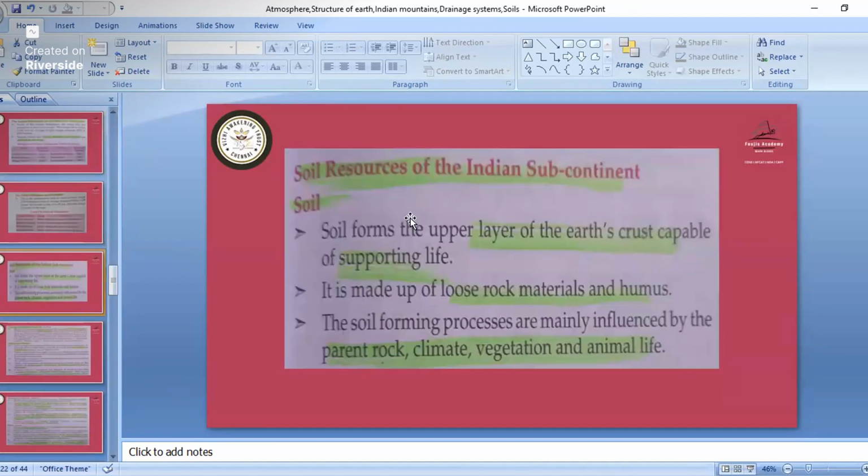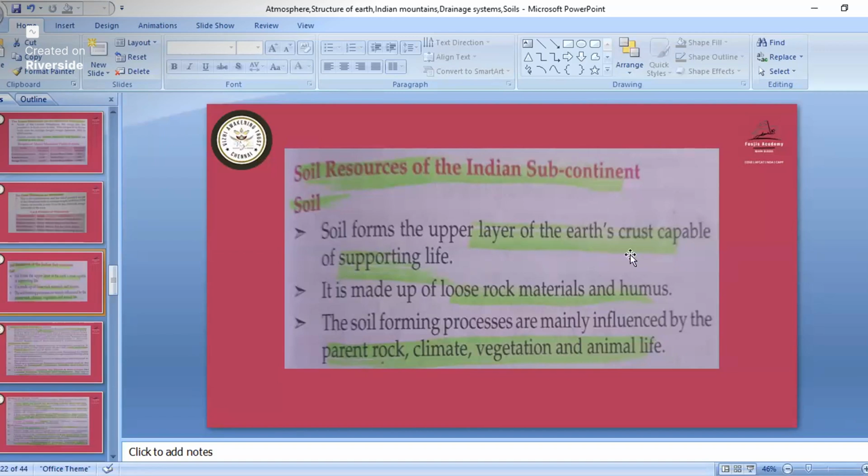purpose. Now we'll see about the soil resources of the Indian subcontinent. About soil, questions have come in the paper. It is confirmed that something like a soil profile will come. But in AFCAT, it will be a straight question. It will not be about soil profile or something, but like which type of soil is present in Maharashtra or Tamil Nadu. Questions like that will be asked. So, soil resources of the Indian subcontinent.